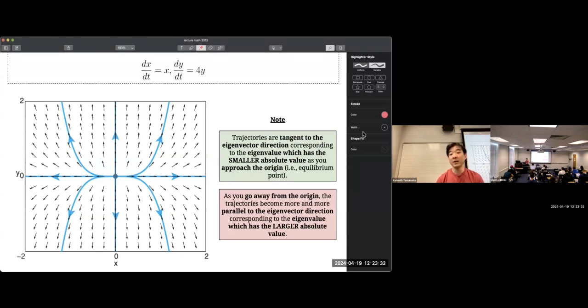And I'll also point out here that the middle right here, since all the trajectories point out, this is an unstable node. Or you could say an unstable equilibrium, but we'll just call it unstable node. The trajectories are tangent to the eigenvector direction corresponding to the smaller absolute value eigenvalue. So that means these trajectories that are coming in here are tangent to it, and then they become parallel to the eigenvector that has the larger eigenvalue as you leave the origin.